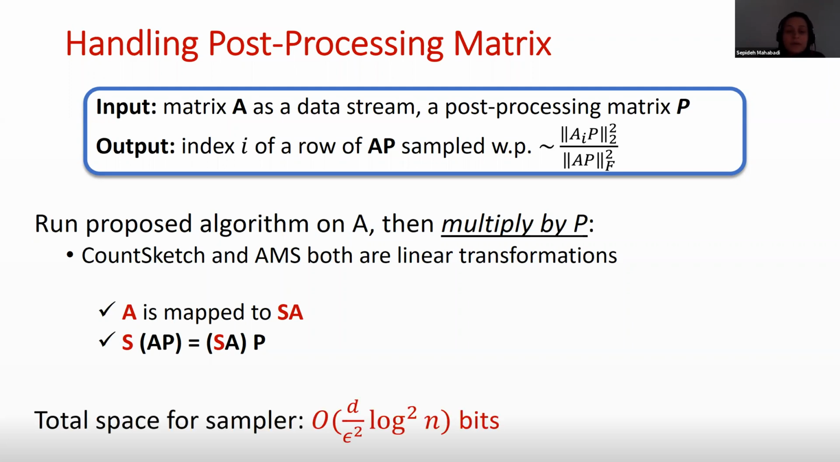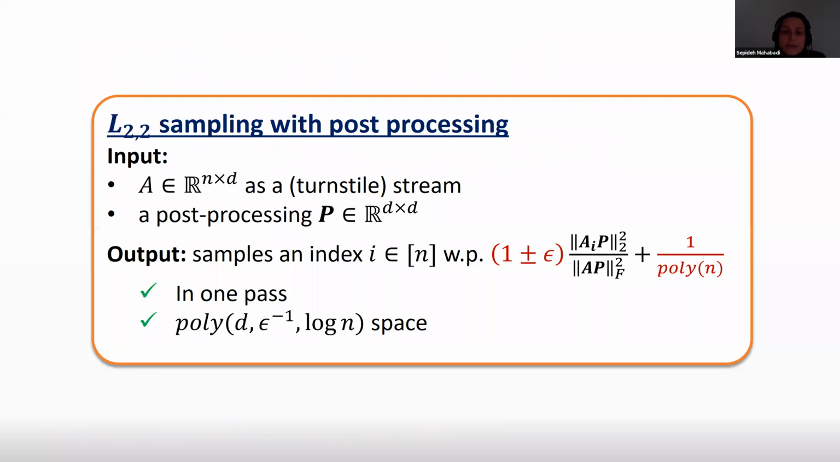And therefore, what we do is that during the stream, we just maintain our sketch on the rows of the matrix A, and then at the end we receive this P. We multiply our sketch by P, and this is going to be a sketch for AP. The space usage of the algorithm is going to be d over epsilon squared log squared of n bits. Okay, so this gives us the sampler that we want.